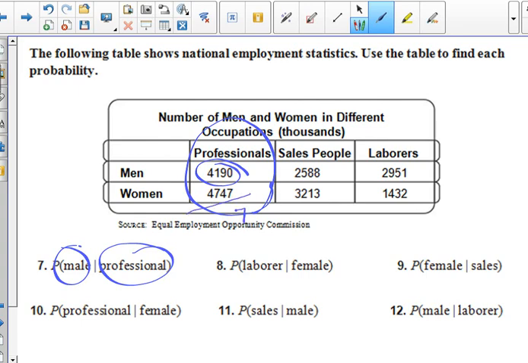That's going to be 7, 3, 9, 8, 9, 3, 7, right? So 8937 on the bottom, on the denominator. Oh, and I can't write. And your numerator is how many of those were male? 4190. And what does that come out to? About 0.47 or 47%.